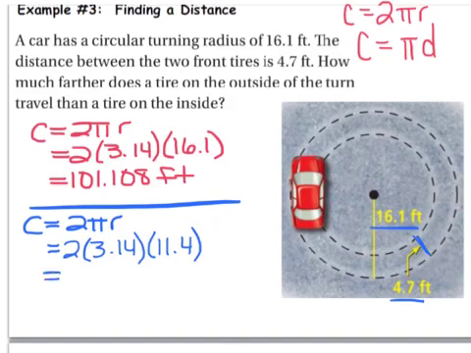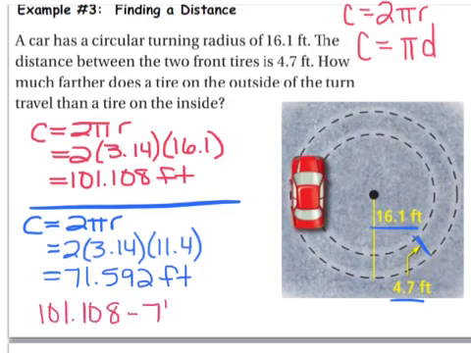Plugging this into your calculator, you will get that the circumference of the inner circle is 71.592 feet. Now, in order to figure out how much more the outer tire travels than the inner tire, we just need to subtract. So we have 101.108 minus 71.592, which will equal approximately 29.5 feet.